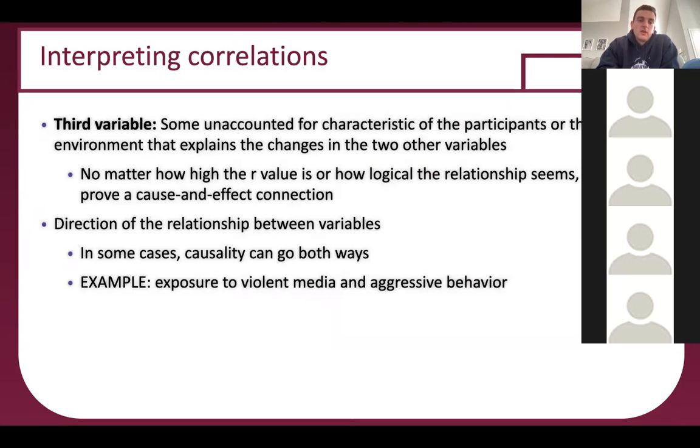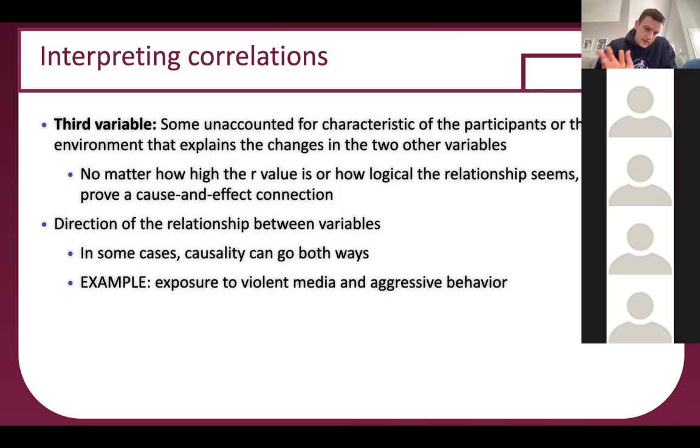All right, so one of the reasons that we don't know that is this idea called a third variable. An unaccounted-for characteristic of the participants or their environment that explains the changes in the two other variables. So it could be due to something completely different that we haven't controlled for, that we haven't looked at. This is a very important point: no matter how high the R value is or how logical the relationship seems, it does not prove a cause and effect connection because of these third variables.